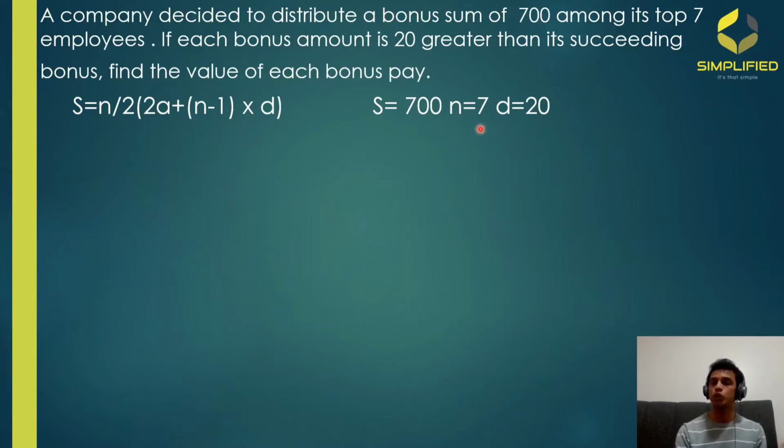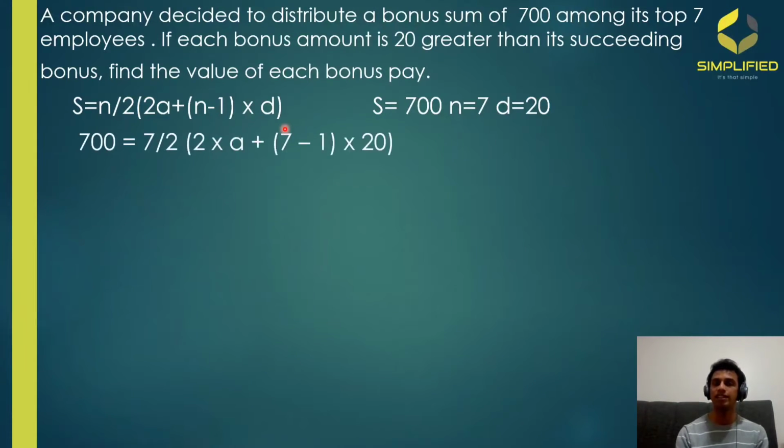So n is equal to 7, and the common difference, as I've already mentioned, has been given as d equals 20. Now we need to substitute these values into the equation of the sum of an arithmetic progression, which we already know: S equals n by 2 into (2a plus (n minus 1) into d). Substituting the values, for S we replace it with 700, n is 7, a we don't know yet so we keep it as it is, and for the difference d we replace it with 20.